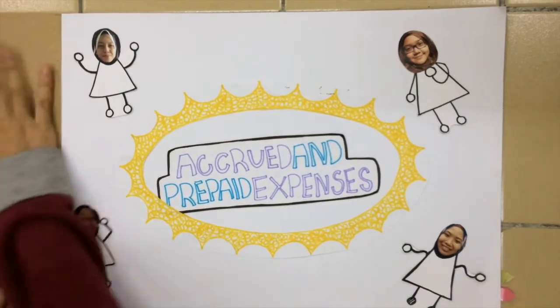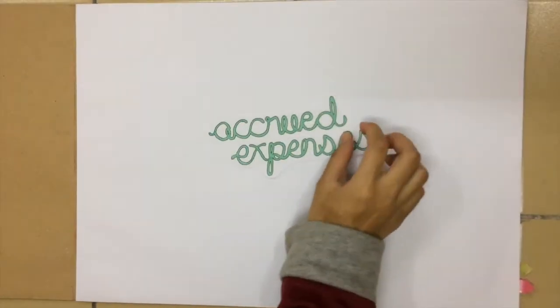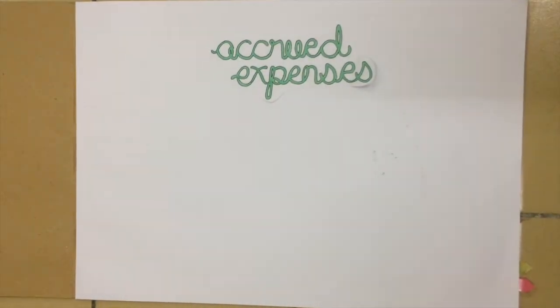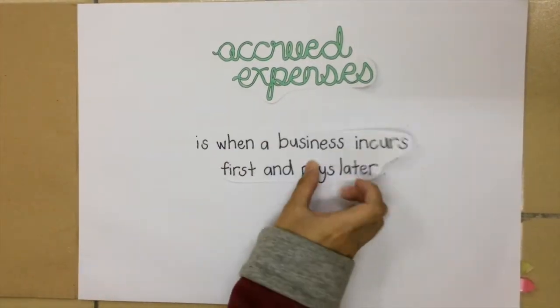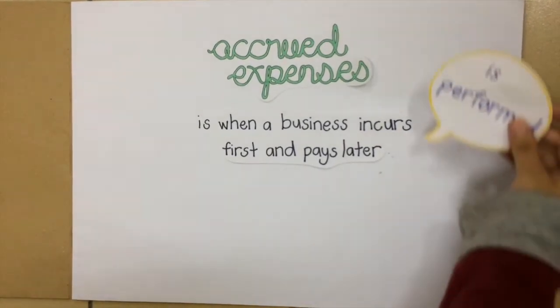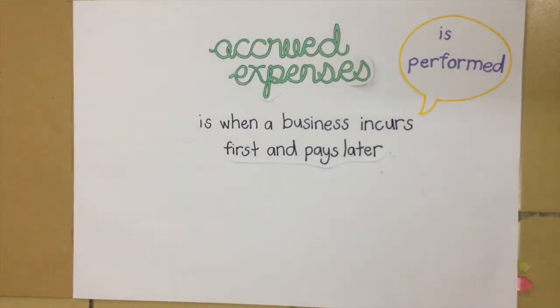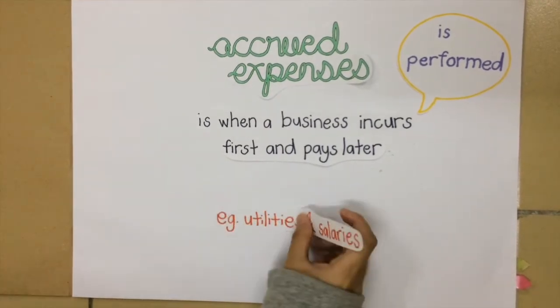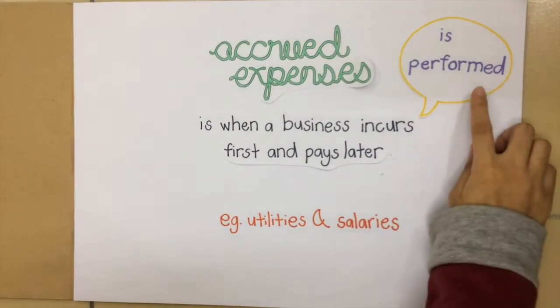So the first subtopic is accrued expenses. Accrued expenses is when a business incurs first and pays later. Incurs here means is performed. The examples for accrued expenses are utilities and salaries.